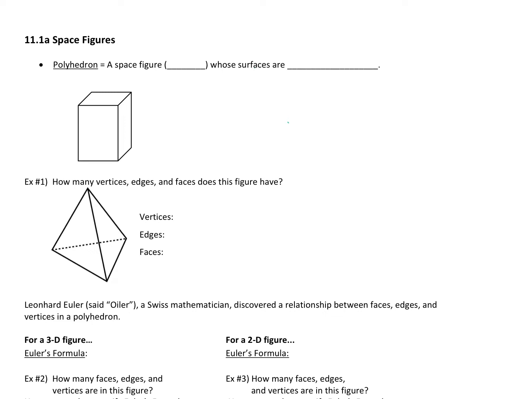First thing you need to know is what is a polyhedron, because we're going to deal a lot with polyhedrons in this chapter. So it is a space figure. When we talk about a figure in space, we're talking three-dimensionally, whose surfaces are all polygons. And if you think back to first semester, we said a polygon is a closed figure. It's going to have straight edges, so like a circle is not a polygon. But it's going to have faces that are all polygons, so like a rectangle, a triangle, a pentagon, those types of things.